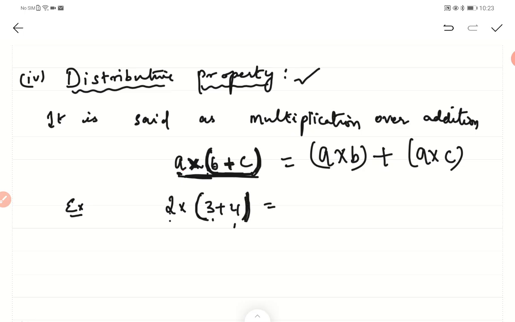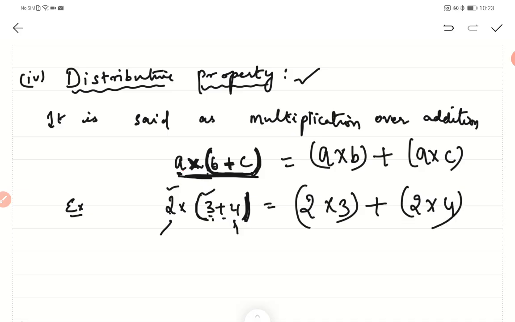So 2 you are multiplying with 3, and again 2 you are multiplying with 4. In between, the addition sign will remain the same. So 2 multiplied by 3 plus 2 multiplied by 4. Let me first calculate this side. So you have 2 multiplied by (3 plus 4). 3 plus 4 is how much? 4, 5, 6, 7. So I'm getting 14 on the left hand side.